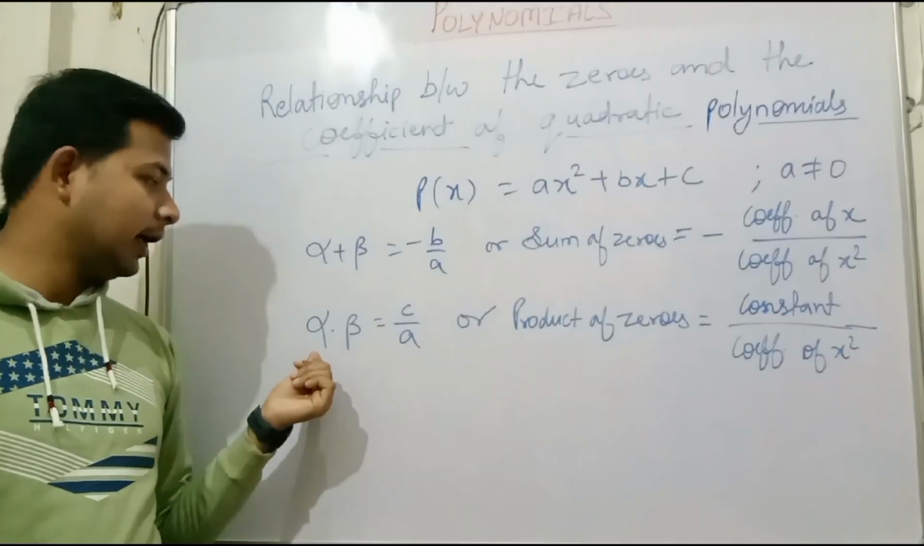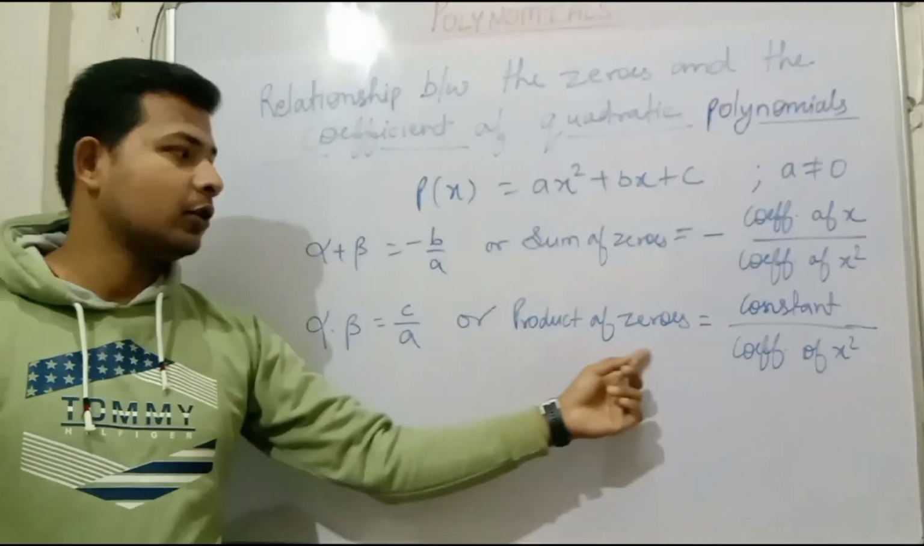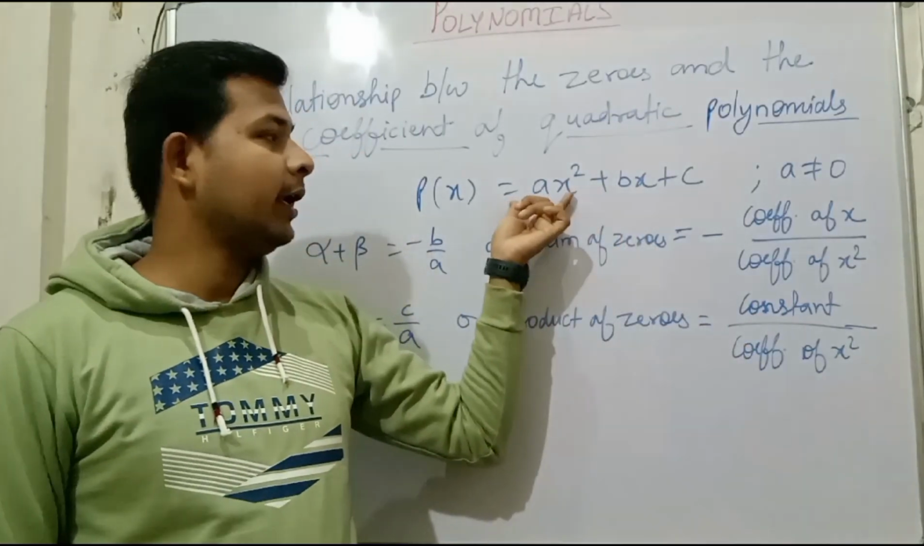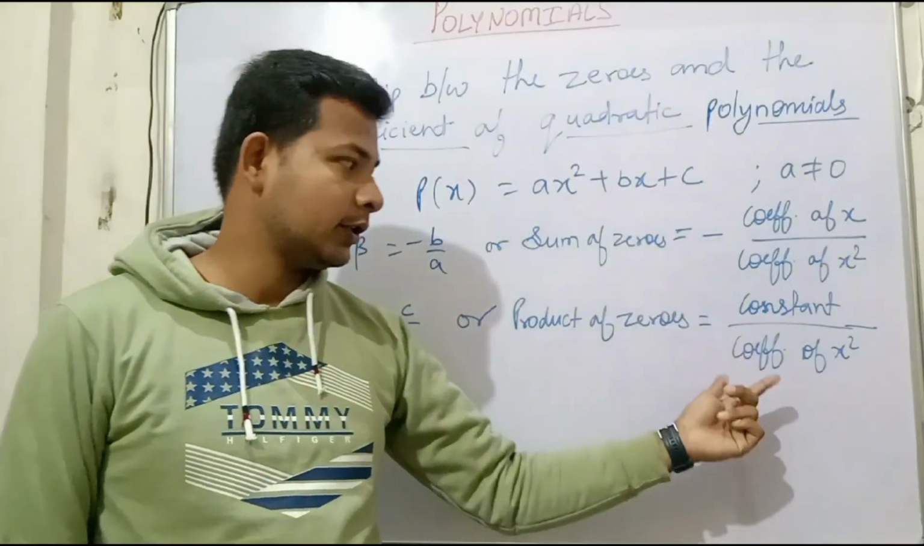Now the second one: alpha into beta, meaning the product of the zeros, will be equal to c by a. What is c? The constant term upon a. A means the coefficient of x square.